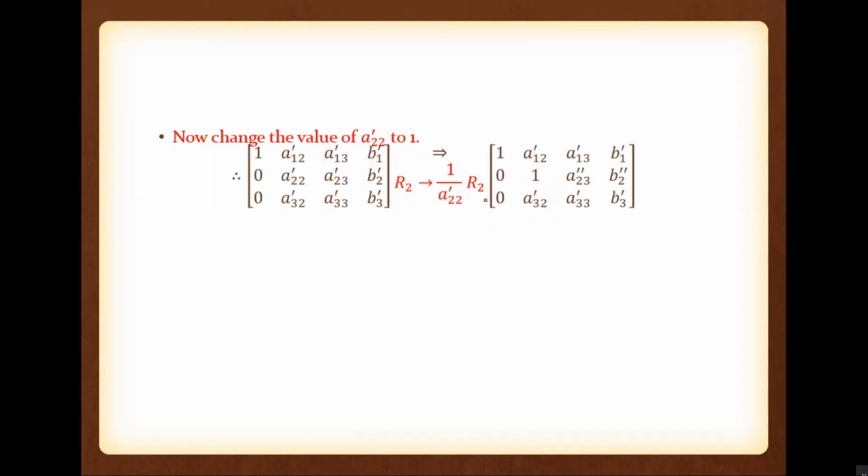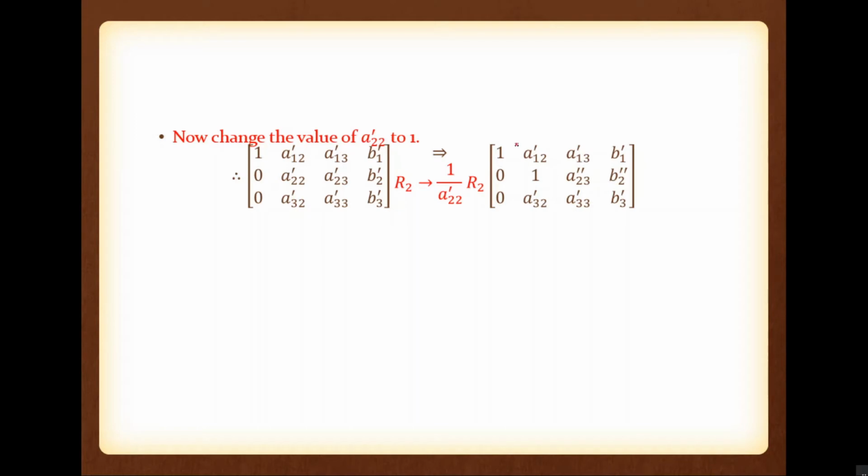and the modified augmented matrix after this row operation is 1, A12 dash, A13 dash, B1 dash. The first row is not modified. The second row is modified. So this is 0, then this is changed to 1. Now these two elements are modified. So the modified elements are A23 double dash and B2 double dash, because here we used 1 dash. Now the third row is not modified. So 0, A32 dash, A33 dash and B3 dash. So this is the first step of the second elimination.